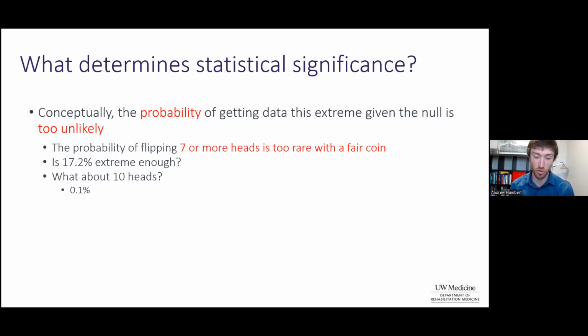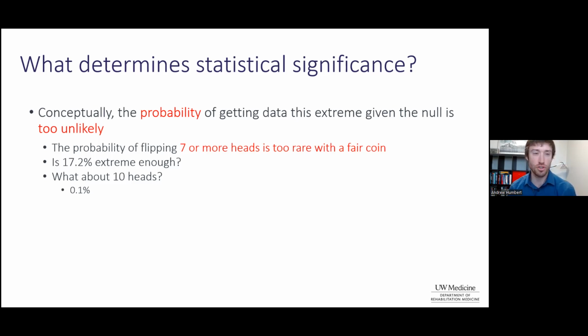At what threshold do we have to cross before I say, I don't think this is due to chance anymore? I think there's something else going on, and I'd rather believe that there is a treatment effect than just assume we got really, really lucky and hit the lottery with this sample of data. So in this case, the probability of flipping 7 or more heads is about 17.2%.